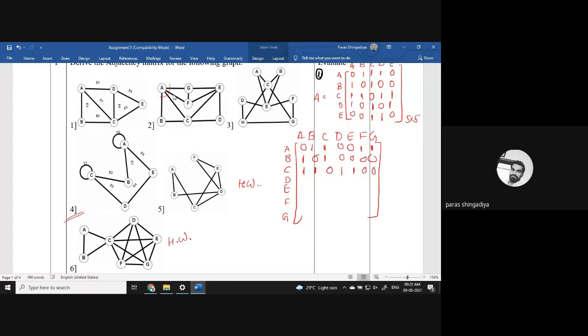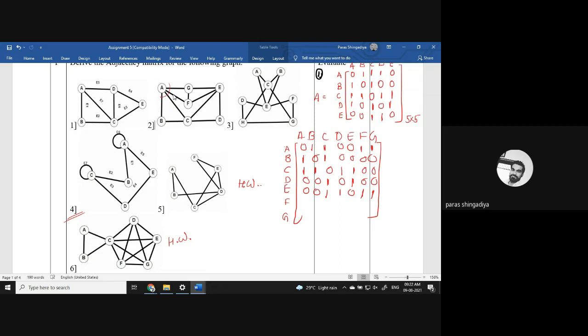That is for C. Now D. So D is adjacent with C and E. So put 1 with C and put 1 with E. The rest of all the entries replace with 0. Clear? And then for E, E is connected with C, D, F, G. Put 1 there, and 0 everywhere else.